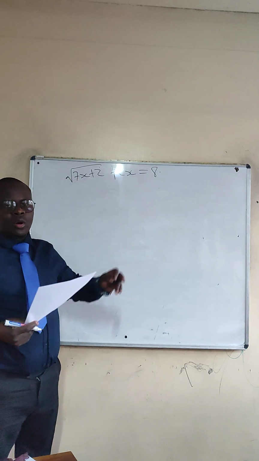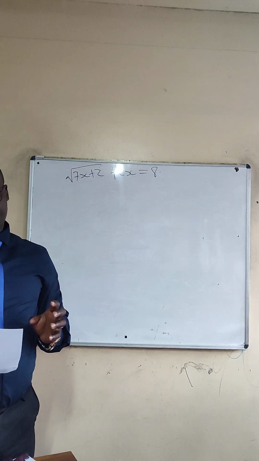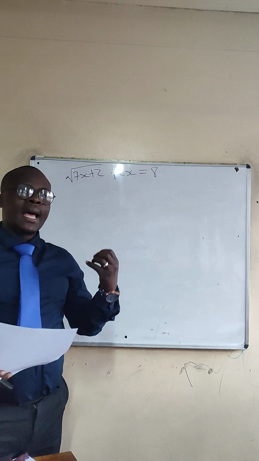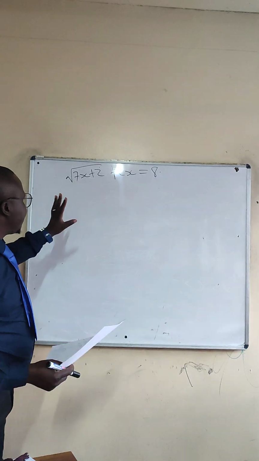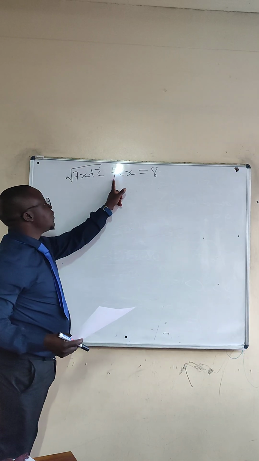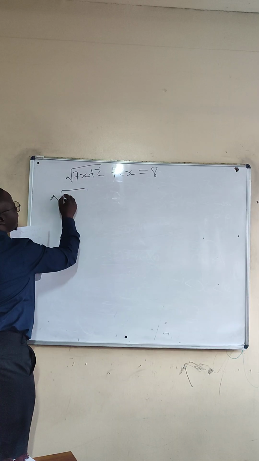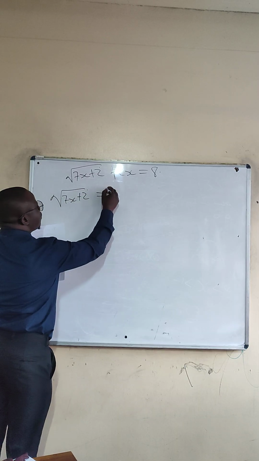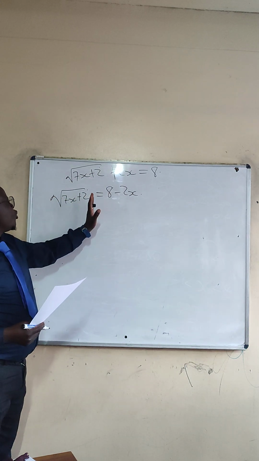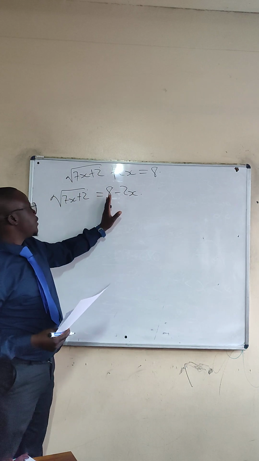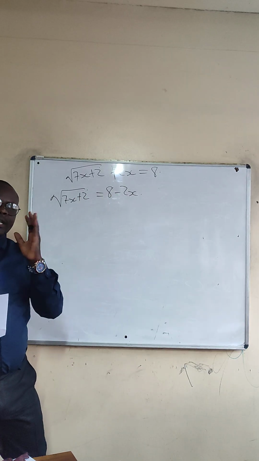On these questions, we all understand that you are expected at some point to square both sides. But you don't just rush to square both sides until you are able to isolate the square root on one side. So let's start by isolating this square root on one side. We are going to take 2x to the other side, and our equation is going to be the square root of 7x plus 2 is equal to 8 minus 2x. So we managed to isolate the square root on one side, everything that is not under the square root on the other side, which means now we are allowed to square both sides.